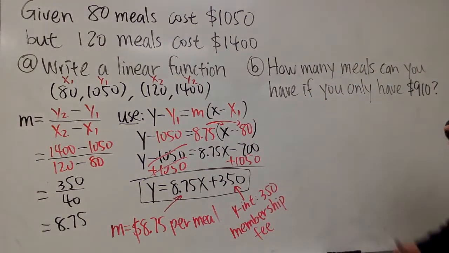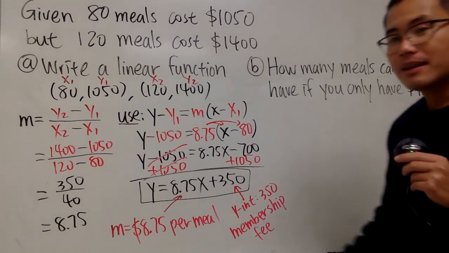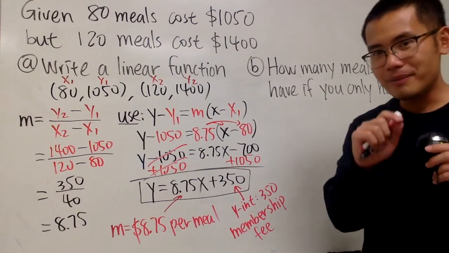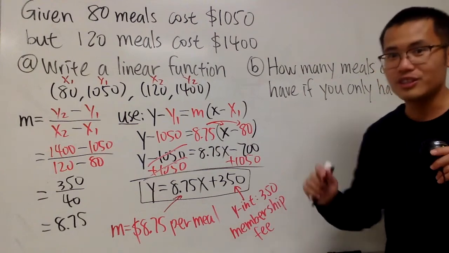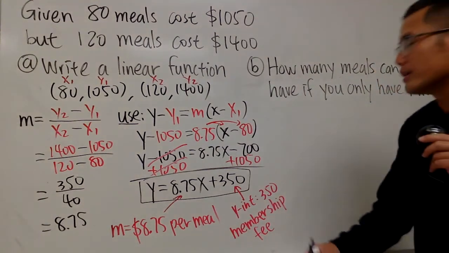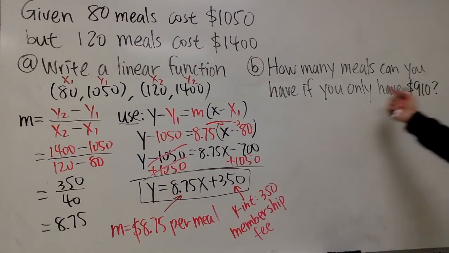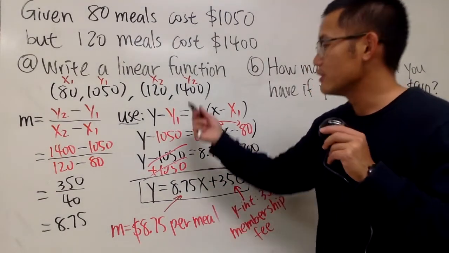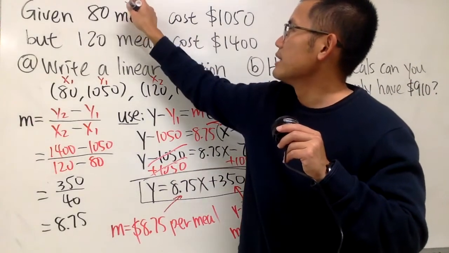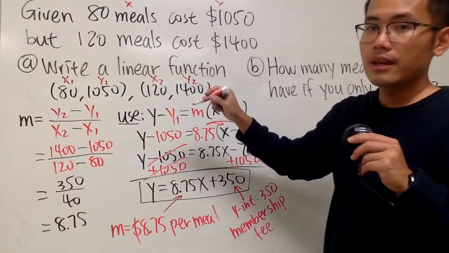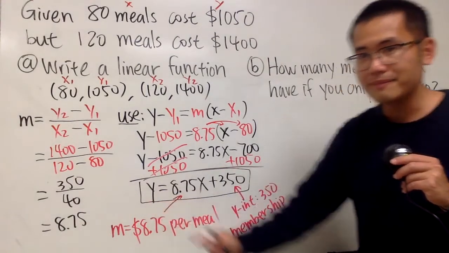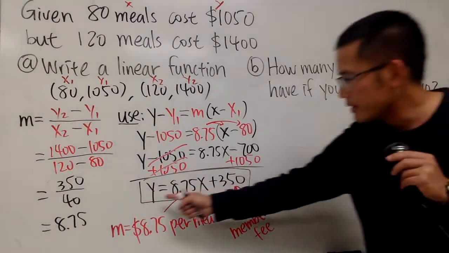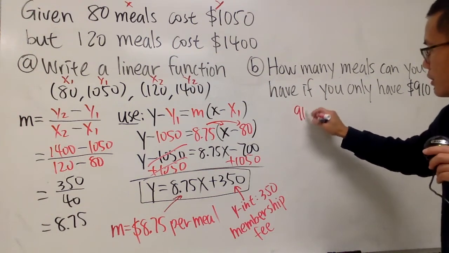Now, for the second part, how many meals can we get if we only have $910, right? So I made a typo in the handout. It's supposed to be $910. If you see the handout is 920, just change that to 910. Anyway though, this right here is the price, and remember x is the number of meals. So let me just remind you guys, this right here is x and the price is the y. So whenever we're talking about the price, this will be for the y. That means I just have to put the 910 right here, $910.